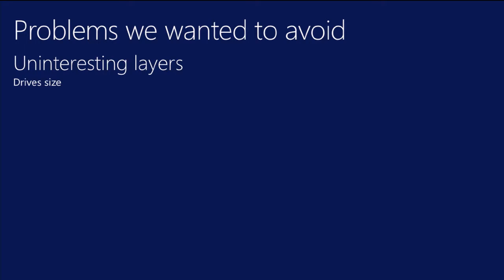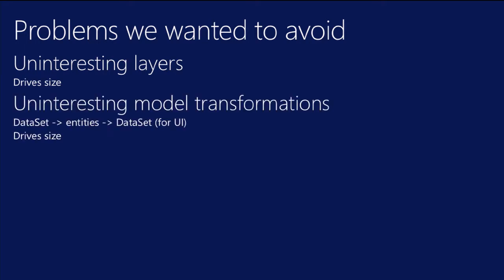They also had a number of uninteresting model transformations. So to get data up to the UI, they would read data from the database and get a data set, and then the OR mapper would transform that into entities, and then they would have a layer that transformed the entities back into a data set and pushed that to the UI. And that also led to an explosion in size.